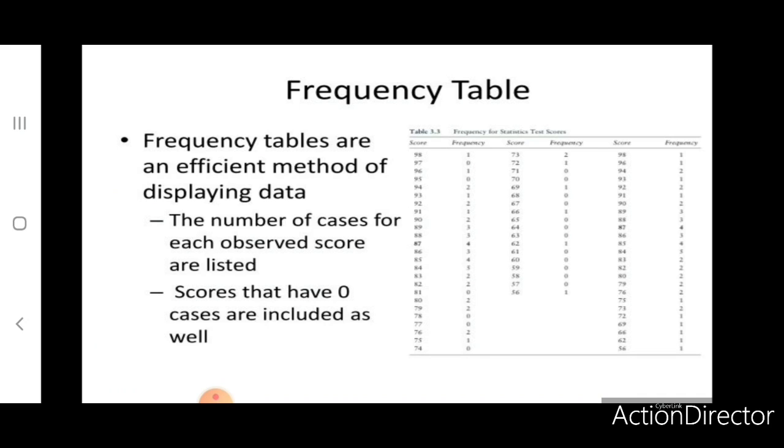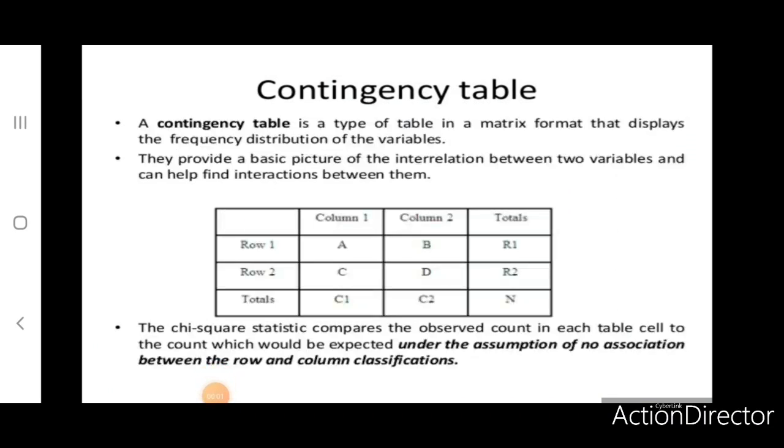In other words, a frequency table is an efficient method of displaying data. The number of cases of each observed score is listed in that table. Scores that have 0 cases are also included in this frequency table. Now the next one is contingency table.